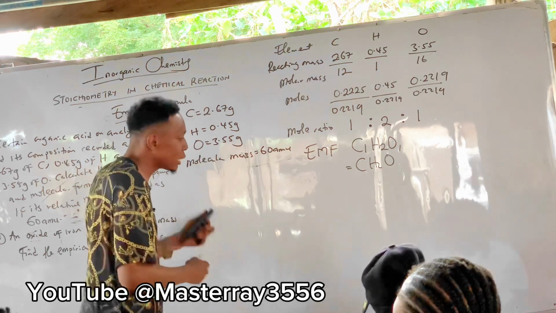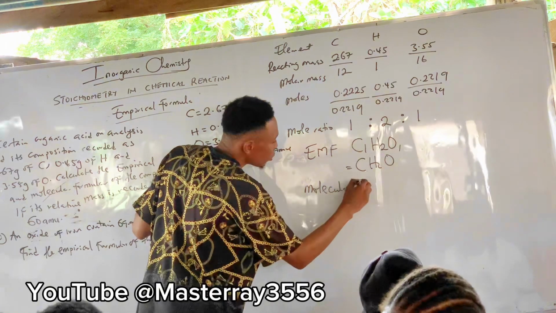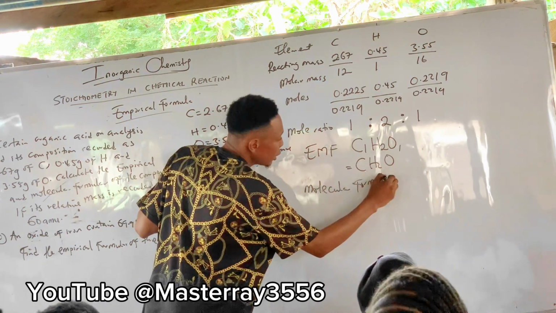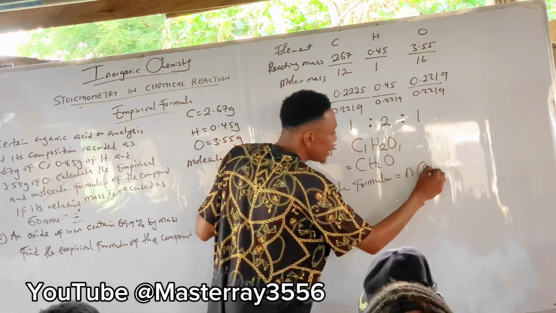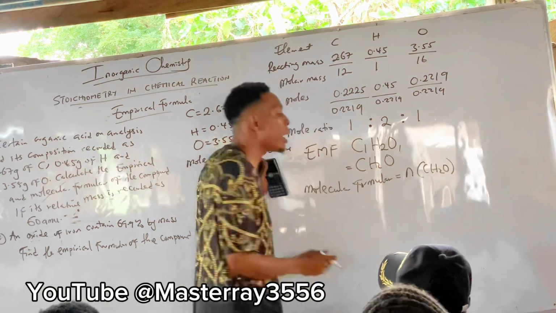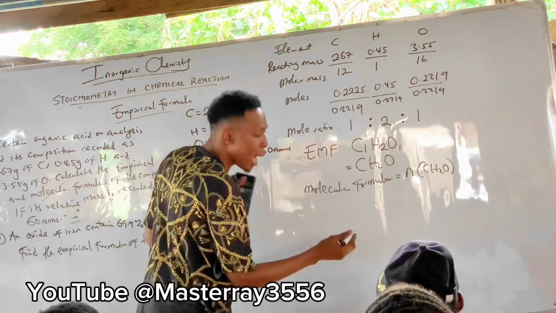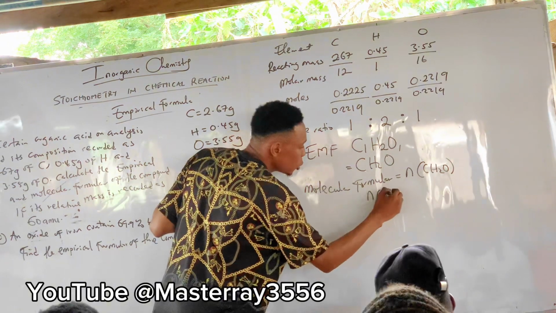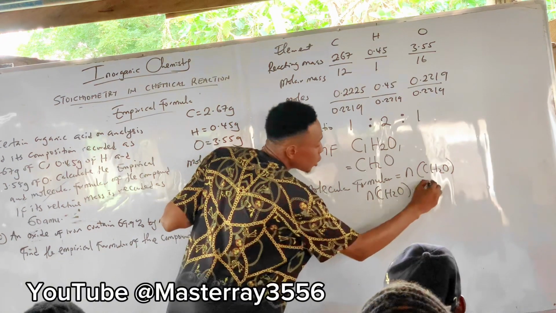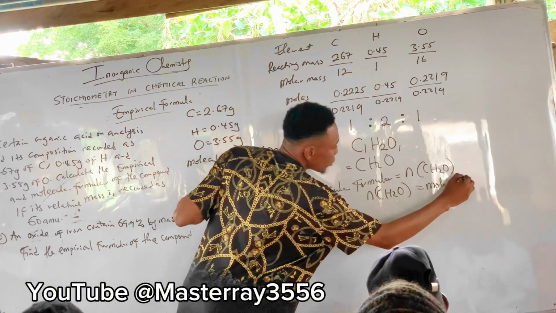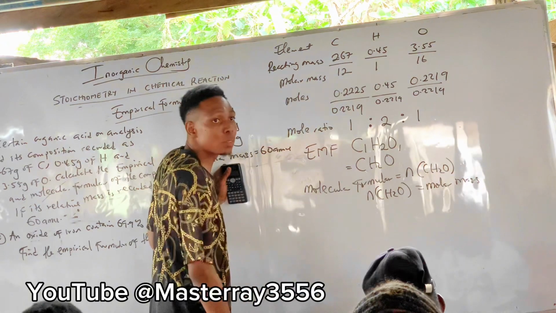All right. Now that you've gotten this, now you are asked to look for the molecular formula, right? And our molecular formula is a multiple of your empirical formula, like N bracket CH2O. But the issue there, we don't have our N. We have to look for N. To get our N, NCH2O equals the molar mass, or molecular mass. So from here we look for the relative molecular mass of this, right?